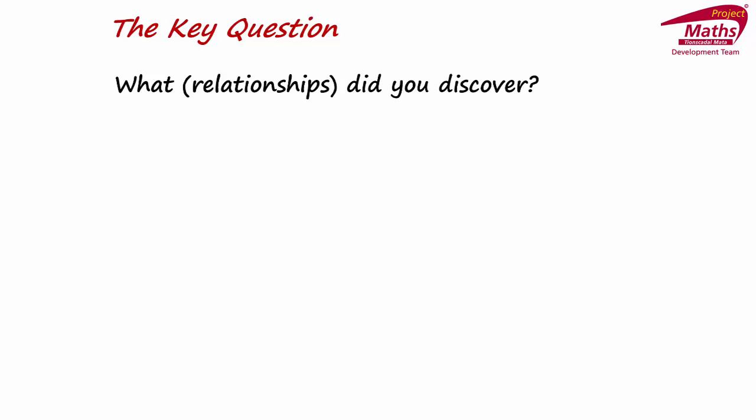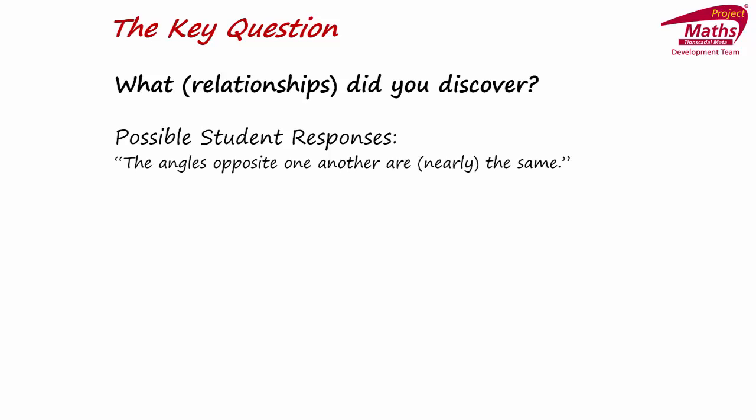The key question to ask students is, what relationships did you discover? Possible student responses for this could include: the angles opposite one another are the same or are nearly the same, because sometimes students will measure an angle of 57 degrees as 58 degrees and there will be some measurement error.